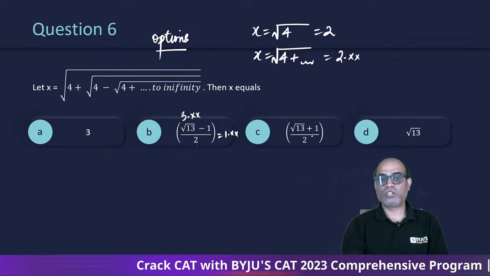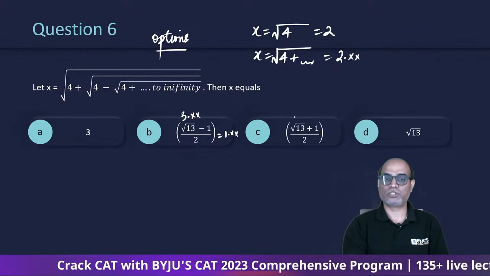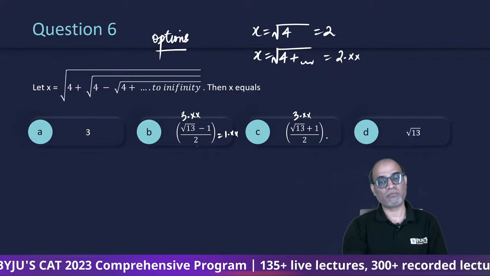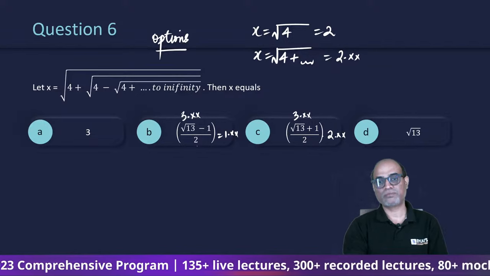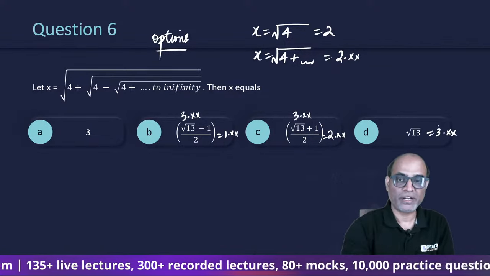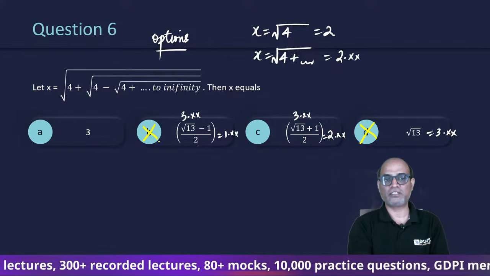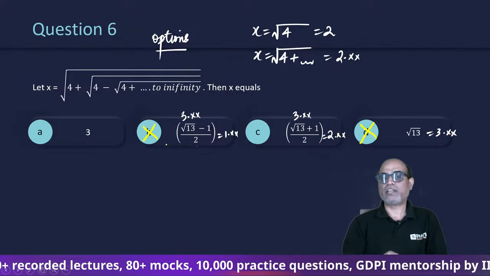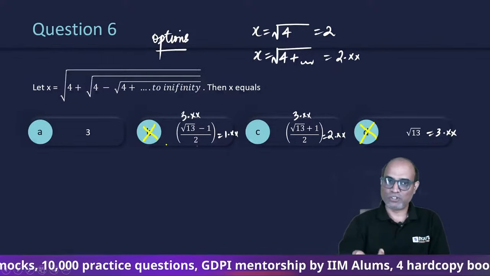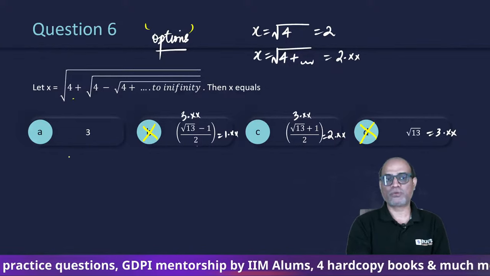Next one is √13 plus 1 by 2. So this is 3 point something plus 1 divided by 2. 4 point something by 2 will give us 2 point something. And √13 is 3 point something. So from here we are pretty sure that D or B तो answer नहीं है. Now the question arises, is it A or is it C? A is easier to put. So I will use this option to put it over here.